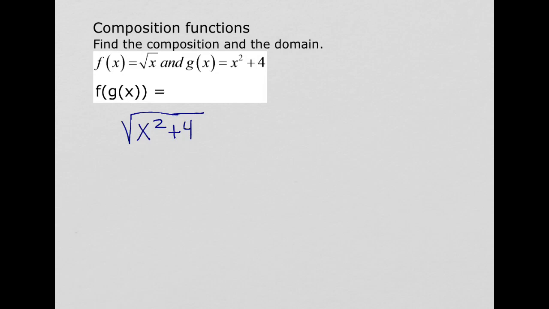Since this is a squared term, my values for x can be positive or negative, because when I square them, they'll all become positive. So my domain for my composite function is negative infinity to positive infinity.